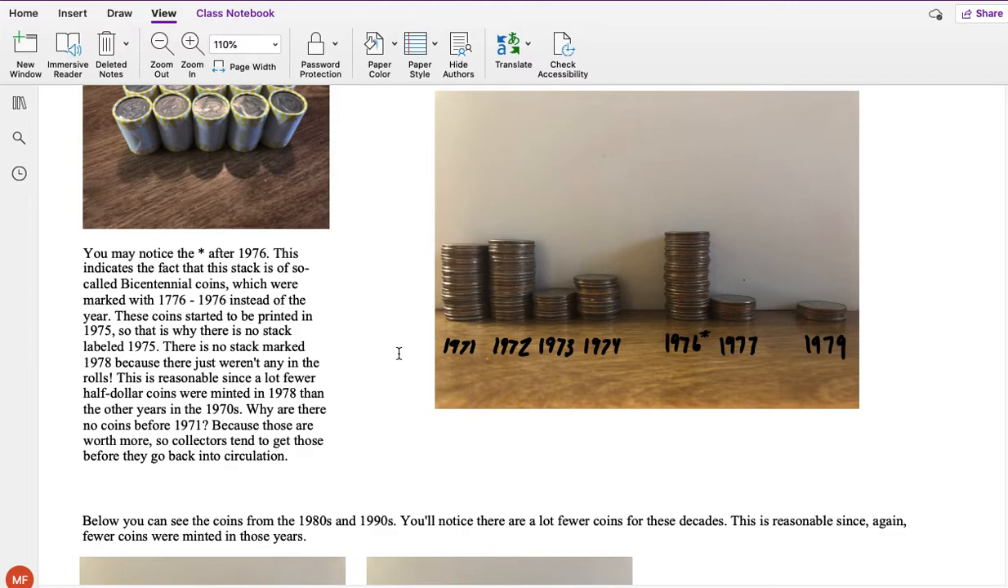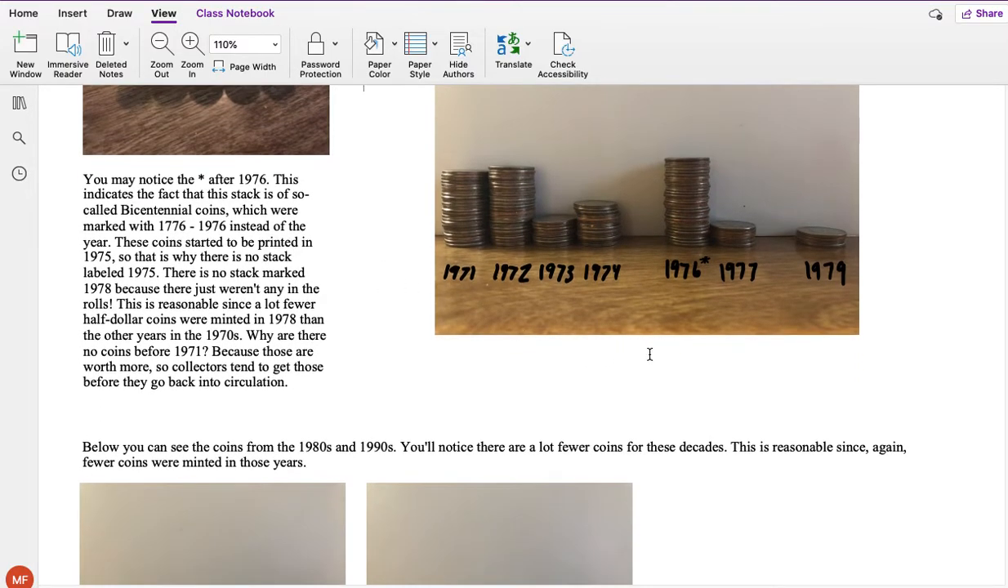Okay, so first of all, this little asterisk here, that's to denote the fact that even though they're labeled as 1976, and that's the year theoretically that they were minted, they're actually bicentennial coins. So those were marked with 1776 to 1976. And they actually started to be minted in 1975. So there are no 1975s, not because I didn't get any, but because there are none. So anybody who was to do this same experiment should get a gap at 1975.